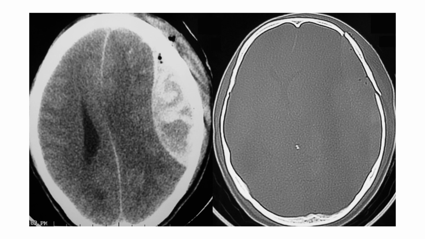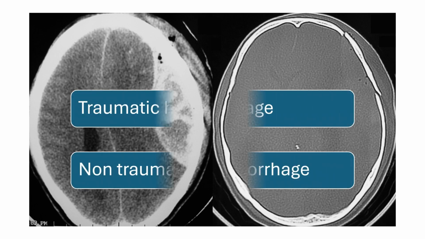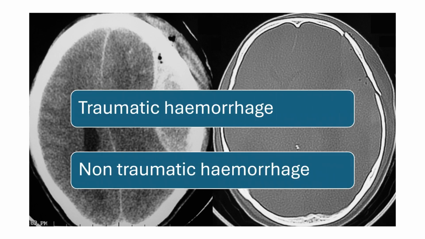Intracranial hemorrhage refers to bleeding within the cranial vault, and it is a neurological emergency. Rapid diagnosis through imaging is very crucial and is primarily done by non-contrast CT scan. Intracranial hemorrhage can be broadly classified into traumatic hemorrhage and non-traumatic hemorrhage.